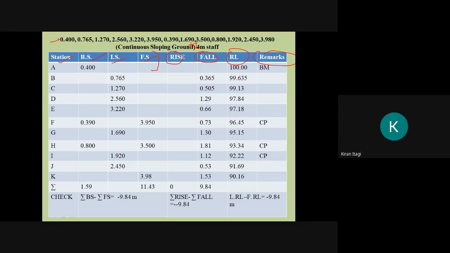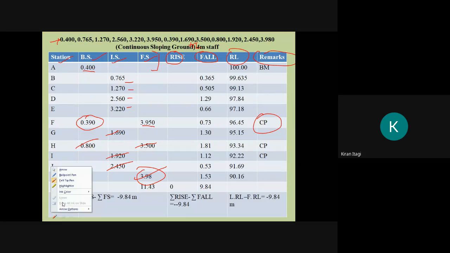See here above he has given the staff reading. This is for backside, for intermediate, and here you can see change of point. In change of point, it will be in the foresight, and the very next reading will be in the backside. Again intermediate side, foresight, backside, intermediate side, and foresight. The last reading will be in the foresight.